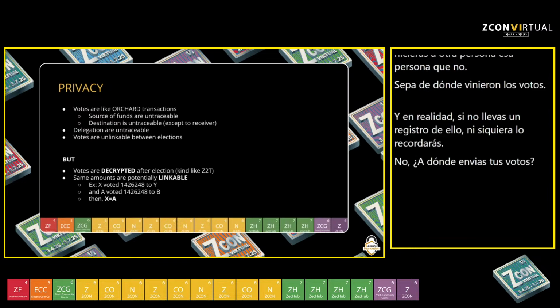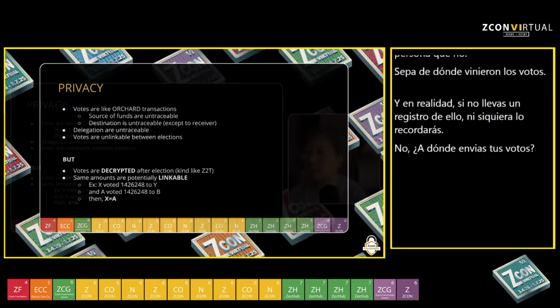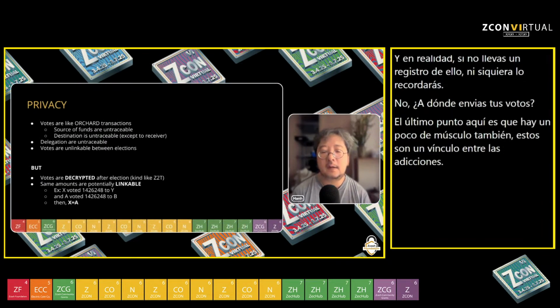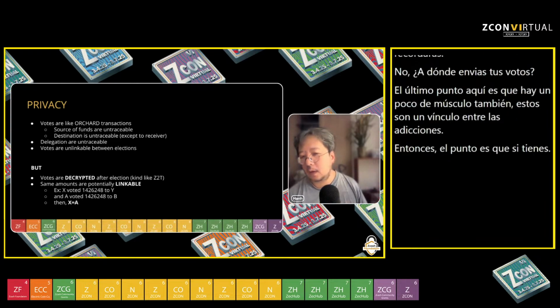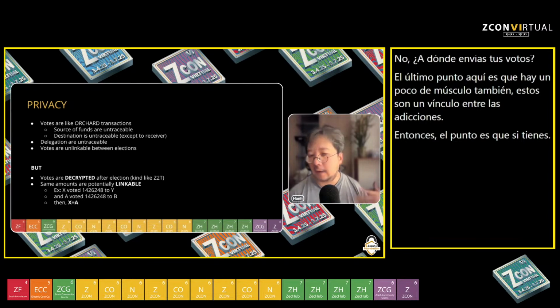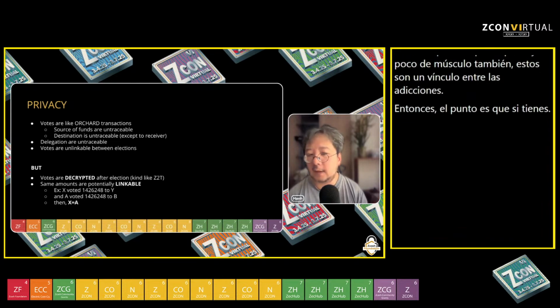Right? The last point here is a bit more subtle. The votes are unlinkable between elections. So the point is that if you have two elections, you will be able to reuse your coins. You can vote with the same coins on these two different elections.